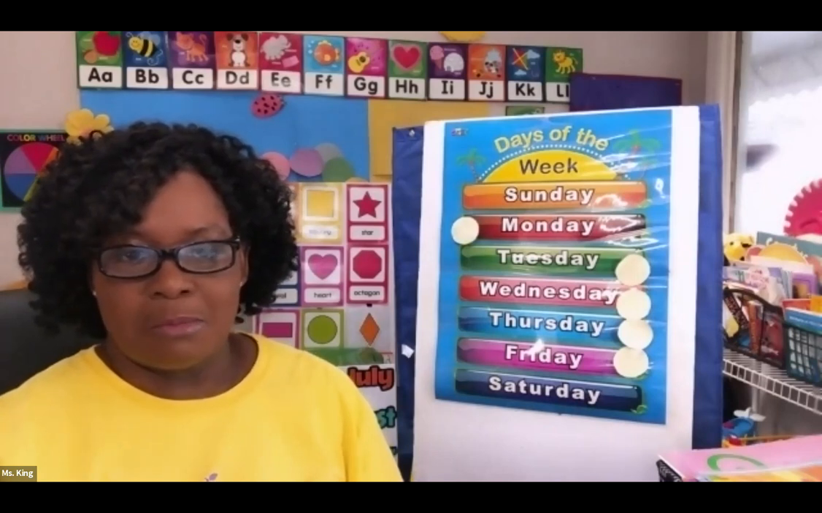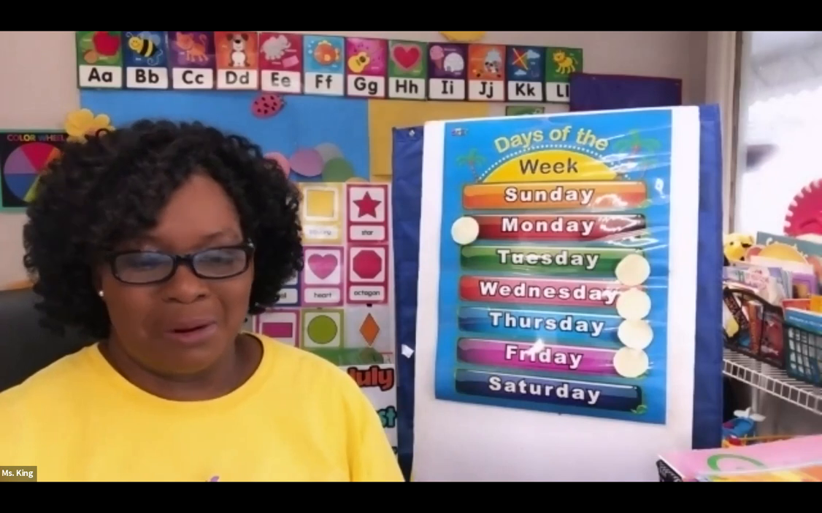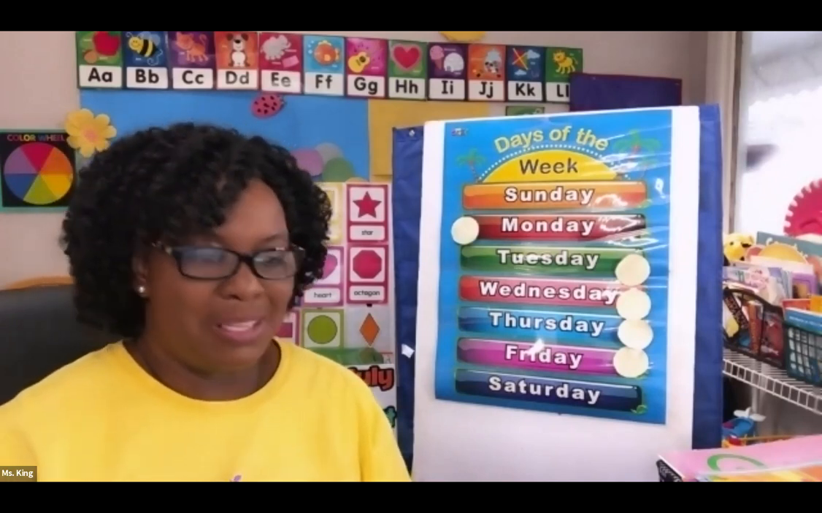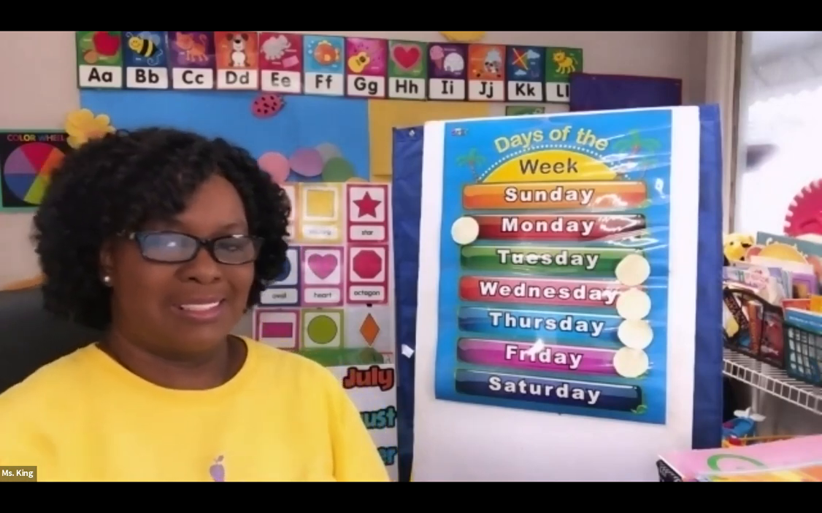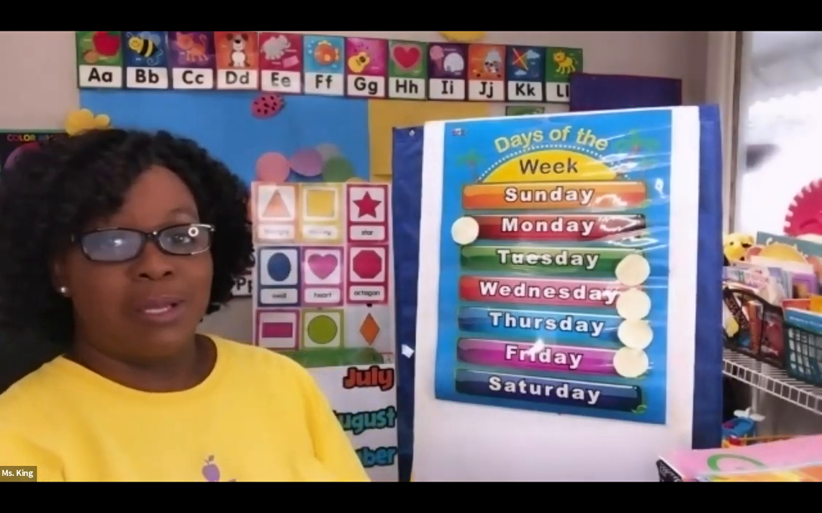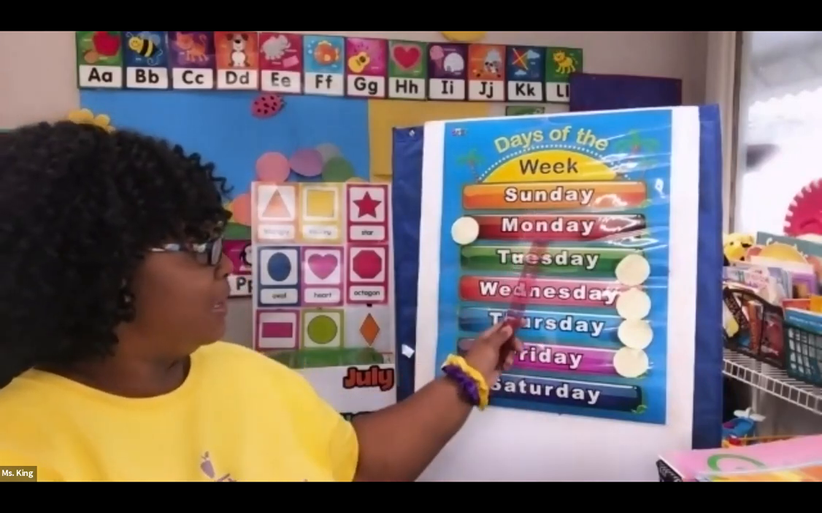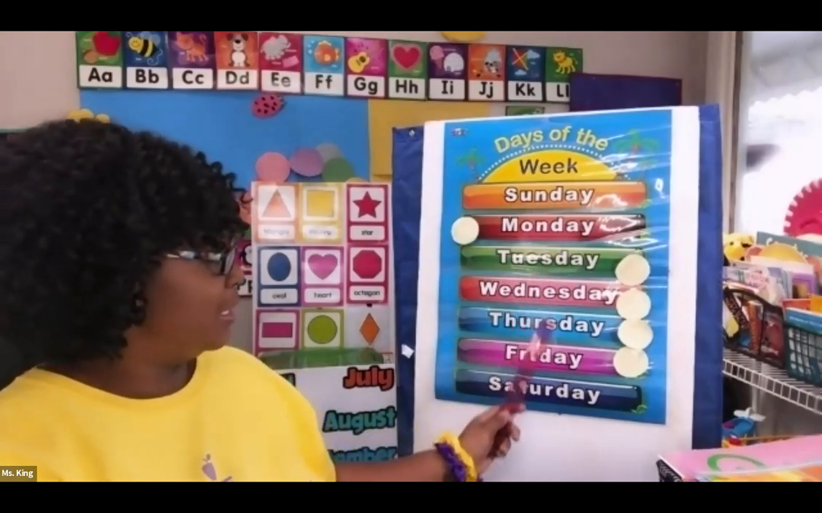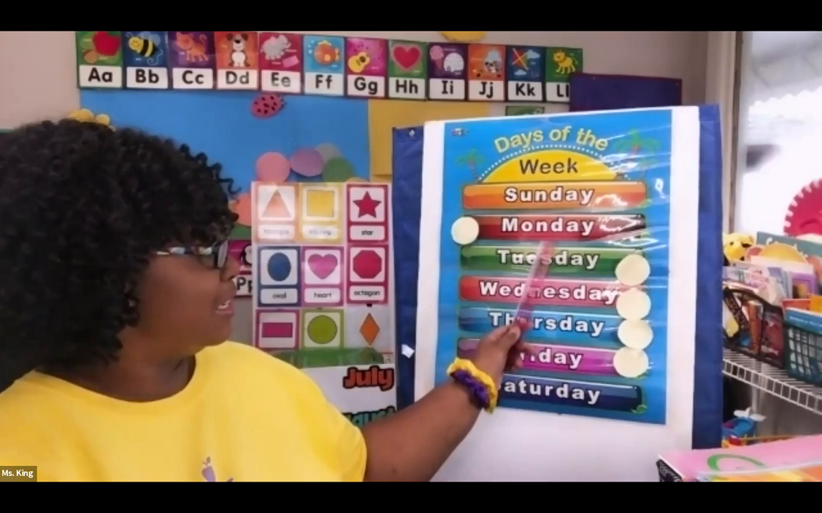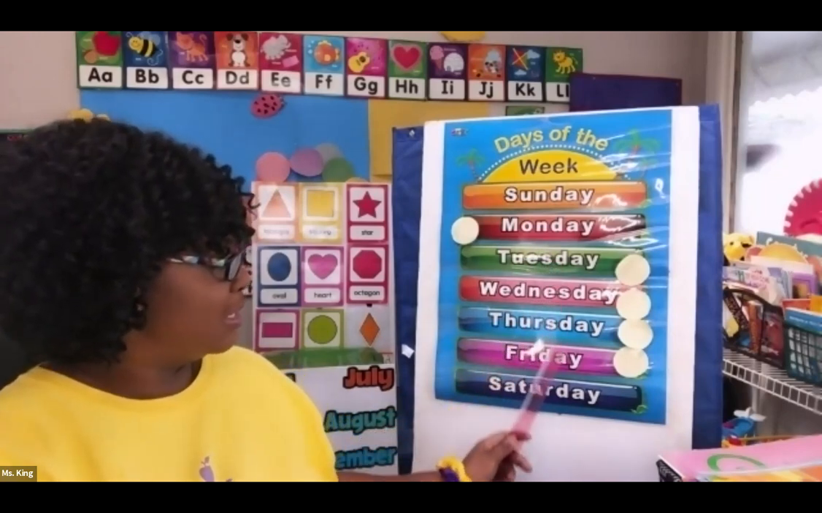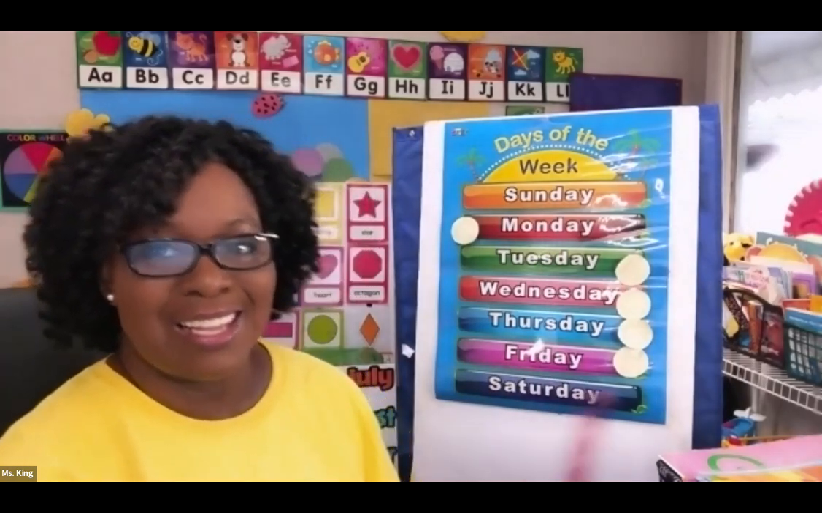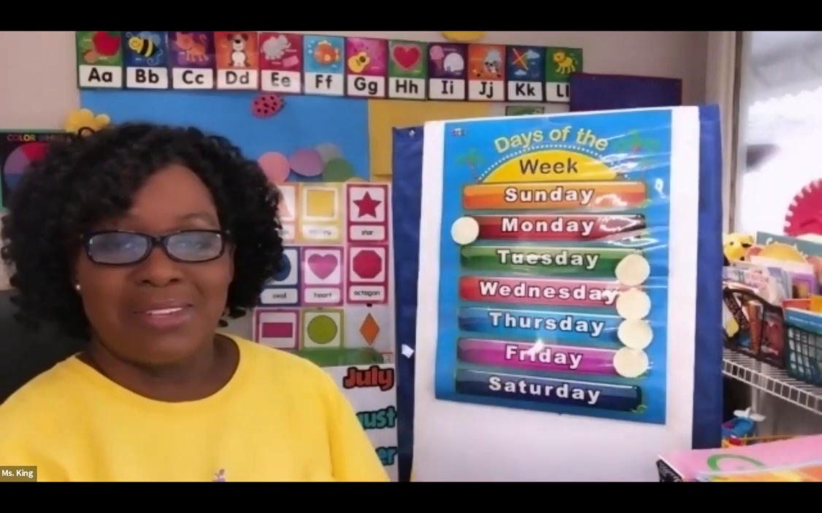All right, let's go over the week. Let's find out what today is, my loves. Here we go, lovies. Sunday, Monday, Tuesday, Wednesday, Thursday, Friday, Saturday. Sunday, Monday, Tuesday, Wednesday, Thursday, Friday, Saturday. That's the 7 days of the week.